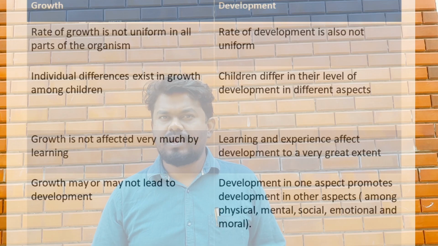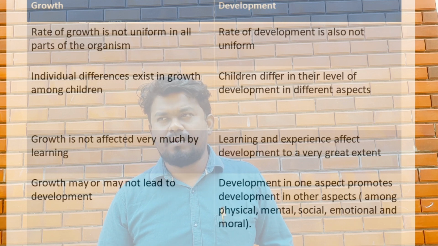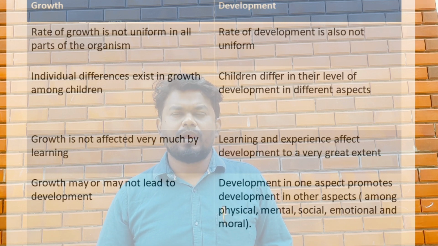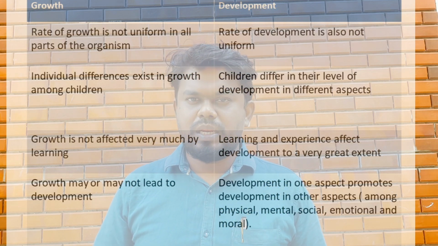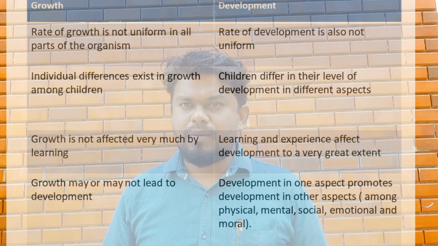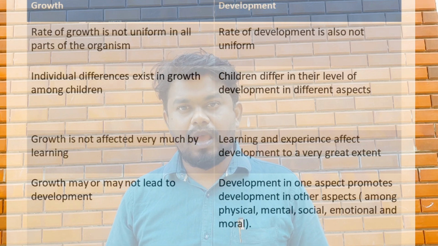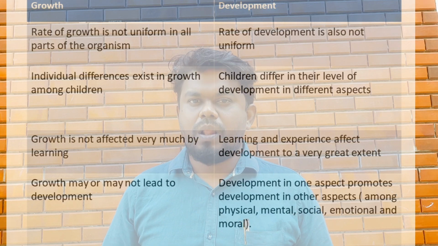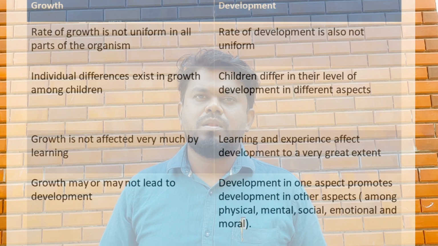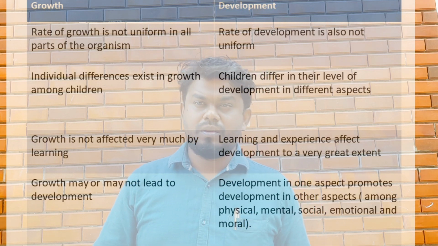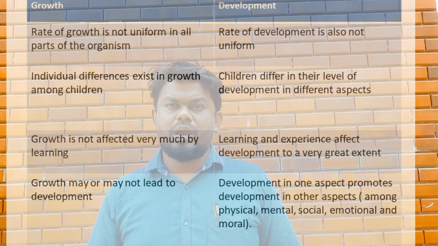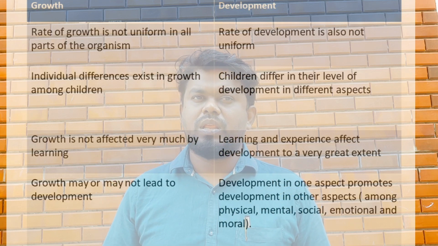The rate of growth is not uniform in all parts of an organism. The rate of development is uniform. Individual differences exist in growth among children. In the case of development, children differ in their level of development in different aspects: physical, social, emotional, and intellectual. In the case of growth, it is not affected very much by learning. Learning and experience affect development to a very great extent.